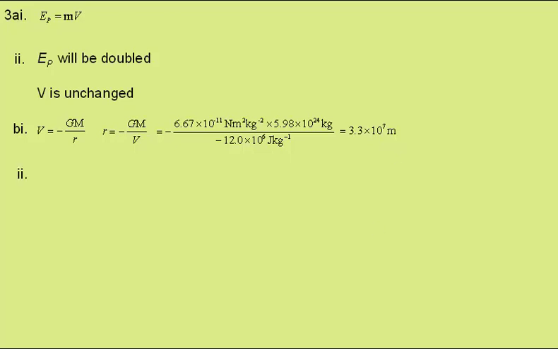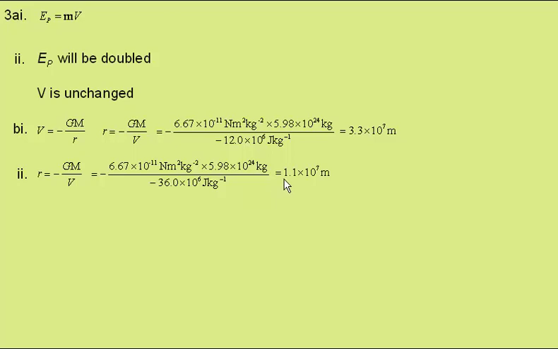In B part 2 we need to show that the radius of orbit B is around 1.1 times 10 to the 4 kilometres. Well, we can use the same expression as here, and the only thing that changes is the gravitational potential for orbit B, giving a height of 1.1 times 10 to the 7 metres, and there are 1,000 metres in a kilometre, and so this is 1.1 times 10 to the 4 kilometres as required.